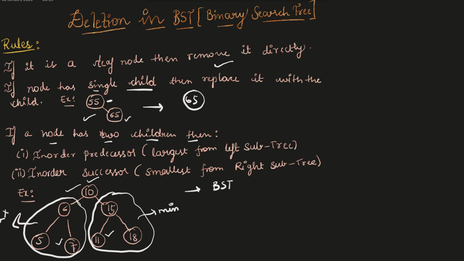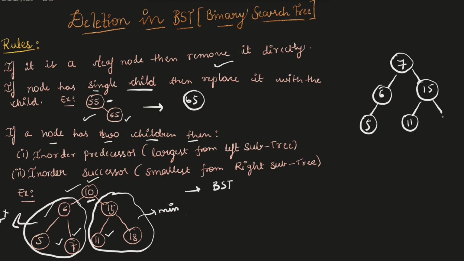So, if we take the in-order predecessor, then we need to replace 10 with the maximum element of the in-order predecessor. So we write it as 7, 6, 5, and right side we have 15, 11, and 18. The other way of writing this is taking the minimum element from the in-order successor.